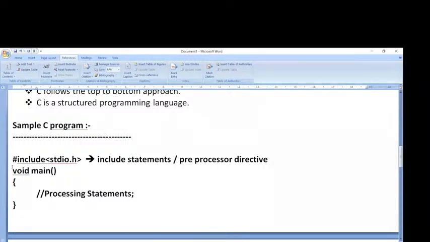Now, what is the meaning of directive? Directive means it gives direction to the compiler. What is the compiler? Compiler is software which converts your program into a machine understandable program. So it gives direction to the compiler, and so it is called a directive.